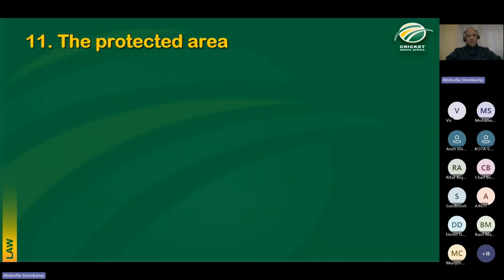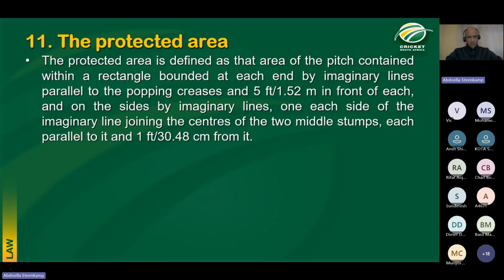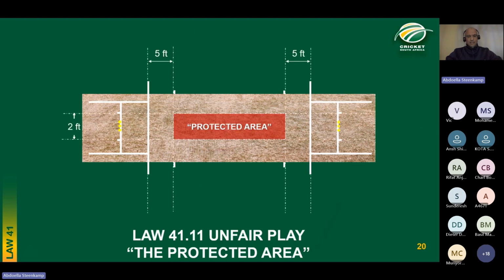So before looking at the respective role players and what the punishments are when it comes to damaging the pitch, let's first go to the protected area. What is the protected area? The protected area is the red-shaded area. And it's, as the words say, a protected area. We as the umpires need to make sure that we protect this area.